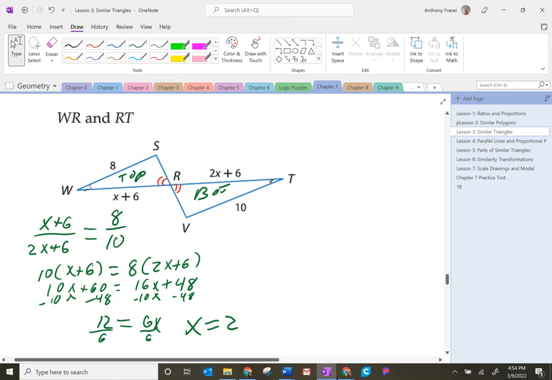And now I plug it back in to figure out WR and RT. So if I plug in 2, this turns into 2 plus 6, so WR equals 8. For this one, if I plug it in, it would be 2 times 2 plus 6. 2 times 2 is 4, plus 6 is going to be 10. So the length for RT is going to be 10. Again, we can solve for that variable, and then we can plug it back in. All right.